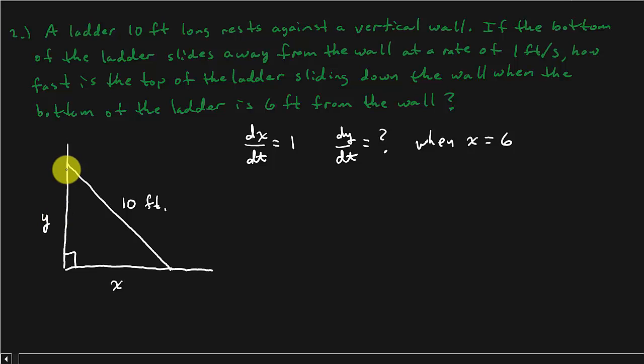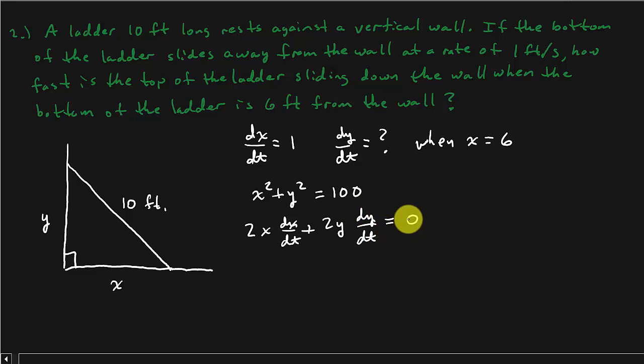So we need an equation. What do we have? We've got a right triangle, so the Pythagorean theorem: x squared plus y squared is equal to 100. Let's take the derivative. I get 2x times dx/dt plus 2y times dy/dt is equal to 0. Remember, the derivative of a constant is 0.